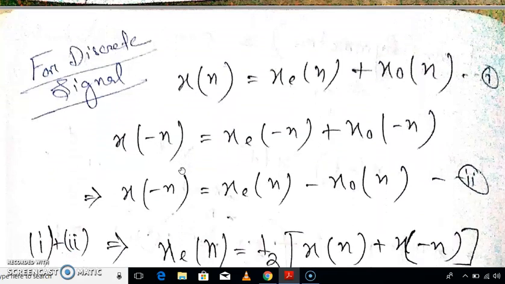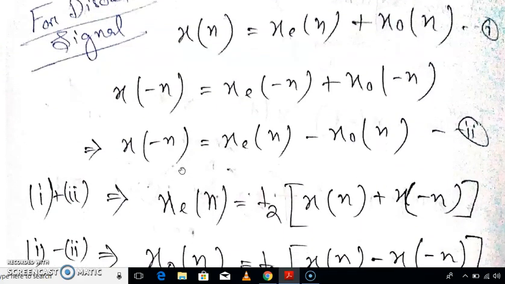If we go for a discrete signal, then we can say that any discrete signal can be expressed as x[n], a combination of two parts, even part and odd part, x_e[n] and x_o[n]. So if you put -n, then x[-n] equals x_e[-n] plus x_o[-n]. From previous equations we can say that for the even part x[-n] equals x_e[n], and for the odd part x[-n] equals minus x_o[n].